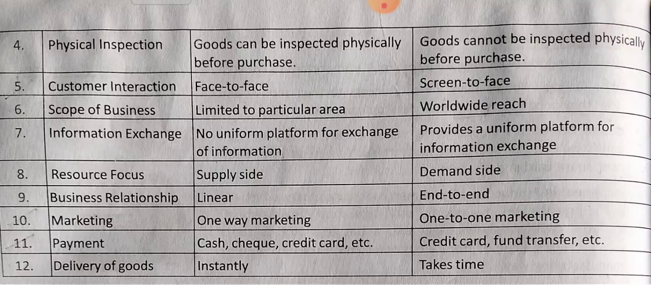Customer interaction. In traditional commerce it is face to face, but जो आपको स्क्रीन पे दिखेगा वही आपको परचेज करना पड़ेगा. दैट इज़ द ड्रॉबैक ऑफ ई कॉमर्स. स्कोप ऑफ बिजनेस. For traditional commerce it is limited to a particular area. As I already told you कि कोई शॉप अगर एक पर्टिकुलर एरिया में ओपन है तो इसका मतलब वो एक्सेस कहाँ पे कर सकते हैं, उस पर्टिकुलर एरिया में ही एक्सेस कर सकते हैं. बट जो ई कॉमर्स है दैट इज़ अवेलेबल वर्ल्ड वाइड.